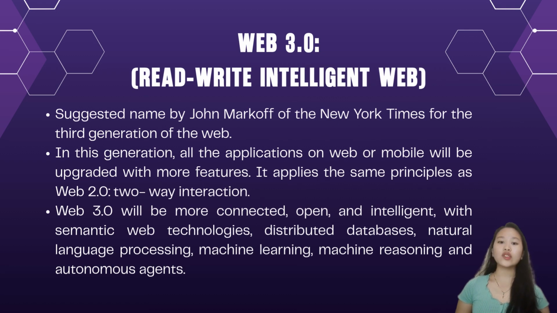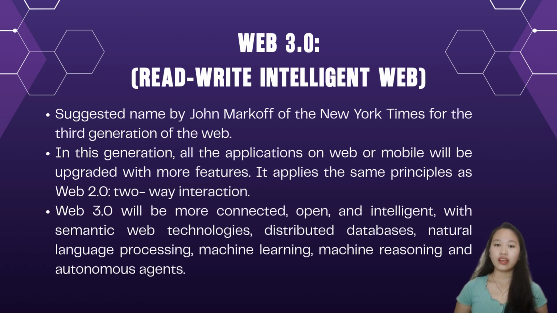Web 3 was actually suggested by John Markoff, a journalist from the New York Times. He used this name to describe the next phase of the web's evolution, where information becomes more meaningful and systems become smarter. So when you hear Web 3, think of it as a smarter, more intuitive version of the web we use today, where technology begins to think, analyze, and predict like humans do.